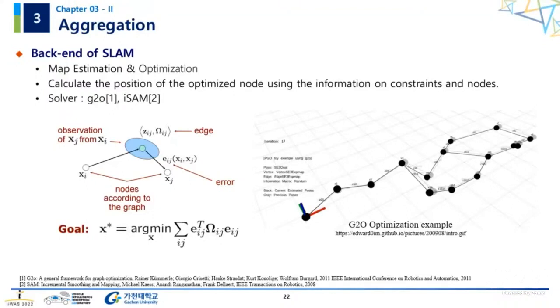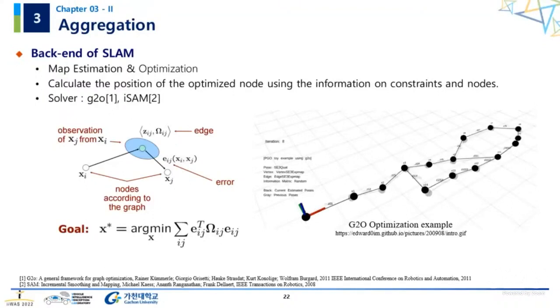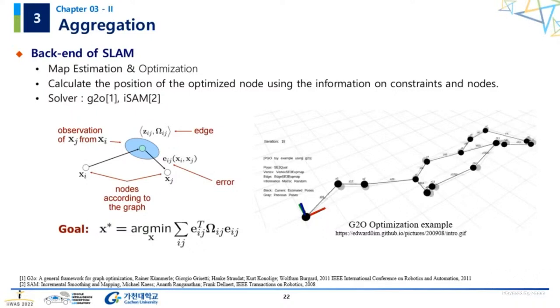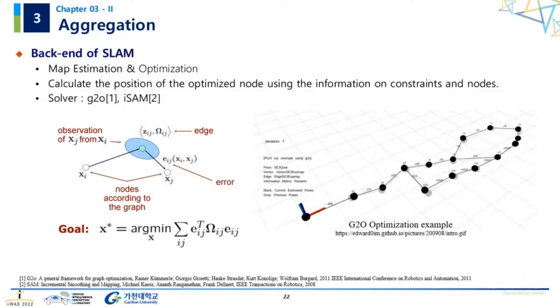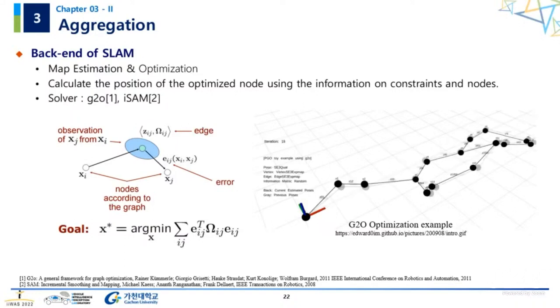Therefore, to solve this problem, the Jacobian matrix of the error is required, and many solvers have been developed to minimize it. These solvers are used to solve optimization problems as shown in the right figures.